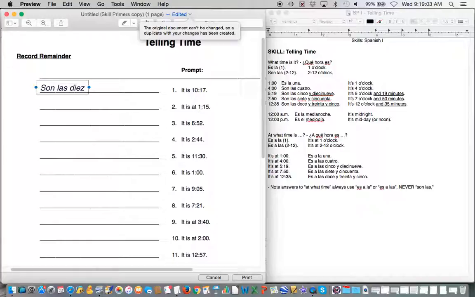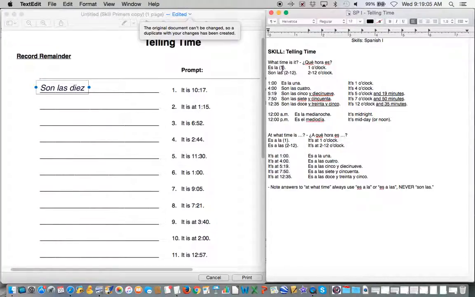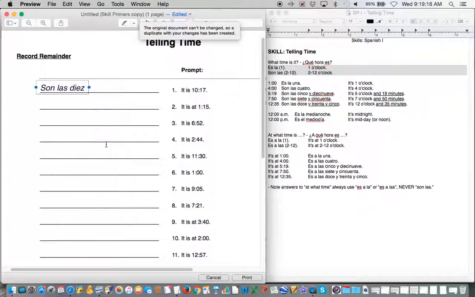So son las diez is it is 10 o'clock. I picked son las instead of es la, as we see over here in our notes, because like I said, if it's 1 o'clock, it would be es la una. If it's 2 through 12, it's going to be son las. So we have son las diez, and it looks like it's 17 minutes. So I'm going to say y 17. It's that simple. So what I have here is it is 10 and 17.